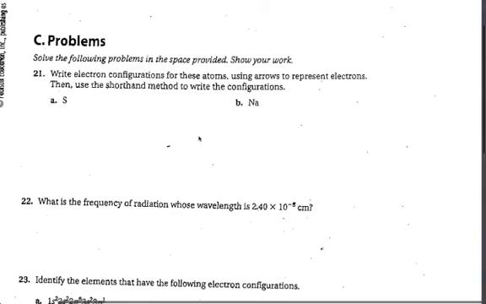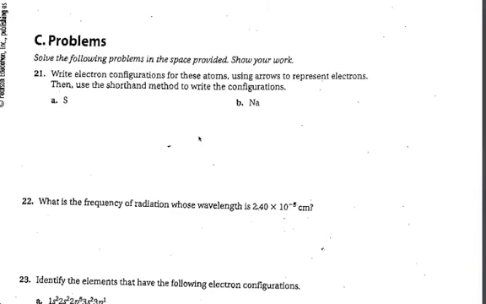Alright, so let's look at number 21 now. Again, I'm sorry I did this a little out of order. But number 21 says, write the electron configuration for these atoms using arrows to represent electrons, then use the shorthand method to write the configuration. So basically, this problem is asking us to draw an orbital diagram and then write the electron configurations.